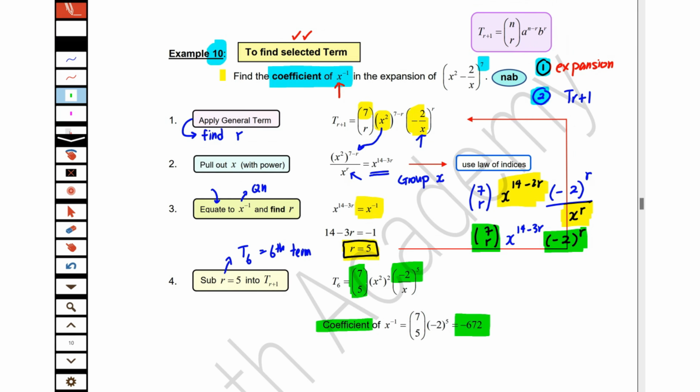This way allows you to find the value of R and the term itself without doing expansion. Some people may think, okay, I don't want to learn method 2, I will just learn how to expand. But there are some questions whereby you have no choice but to do it this way. Sometimes you have no choice. So you have to learn both ways to find a selected term. You either expand or you practice the steps to find the specific term.